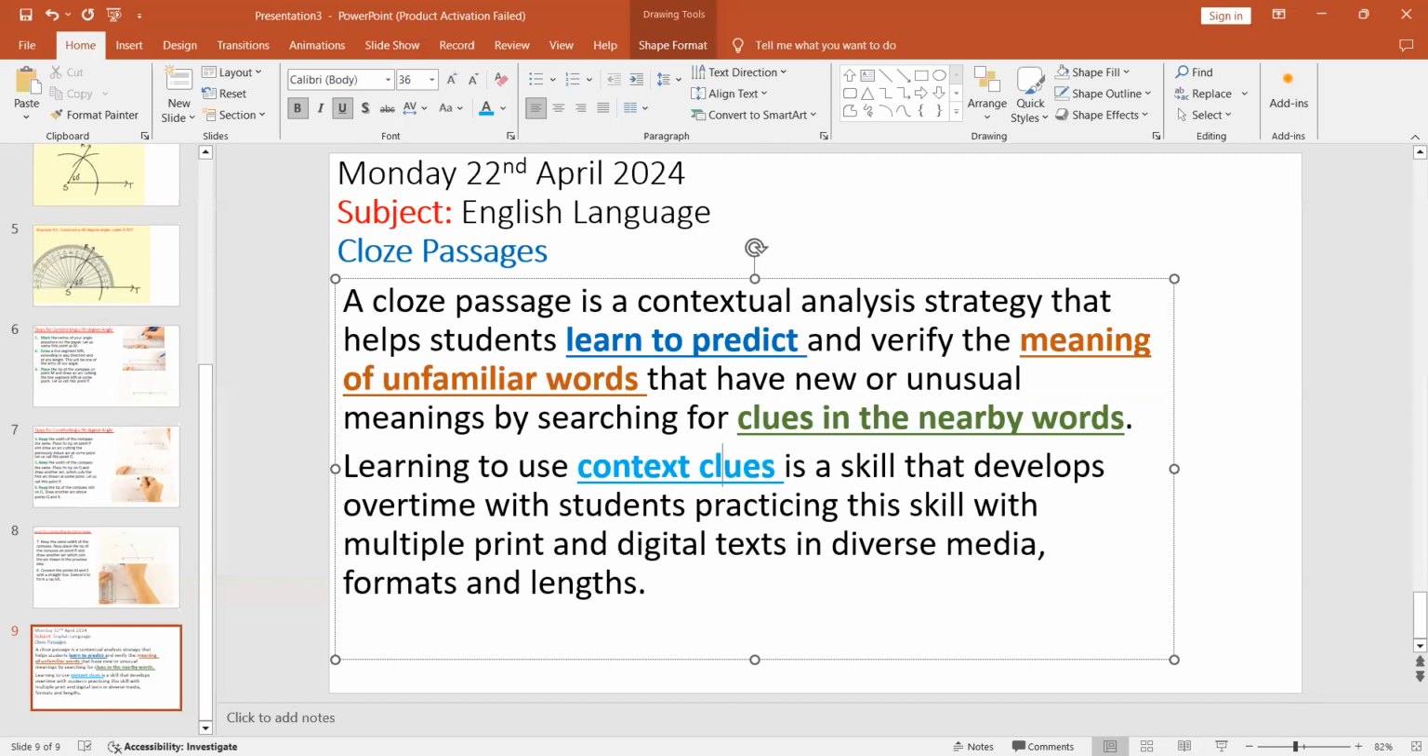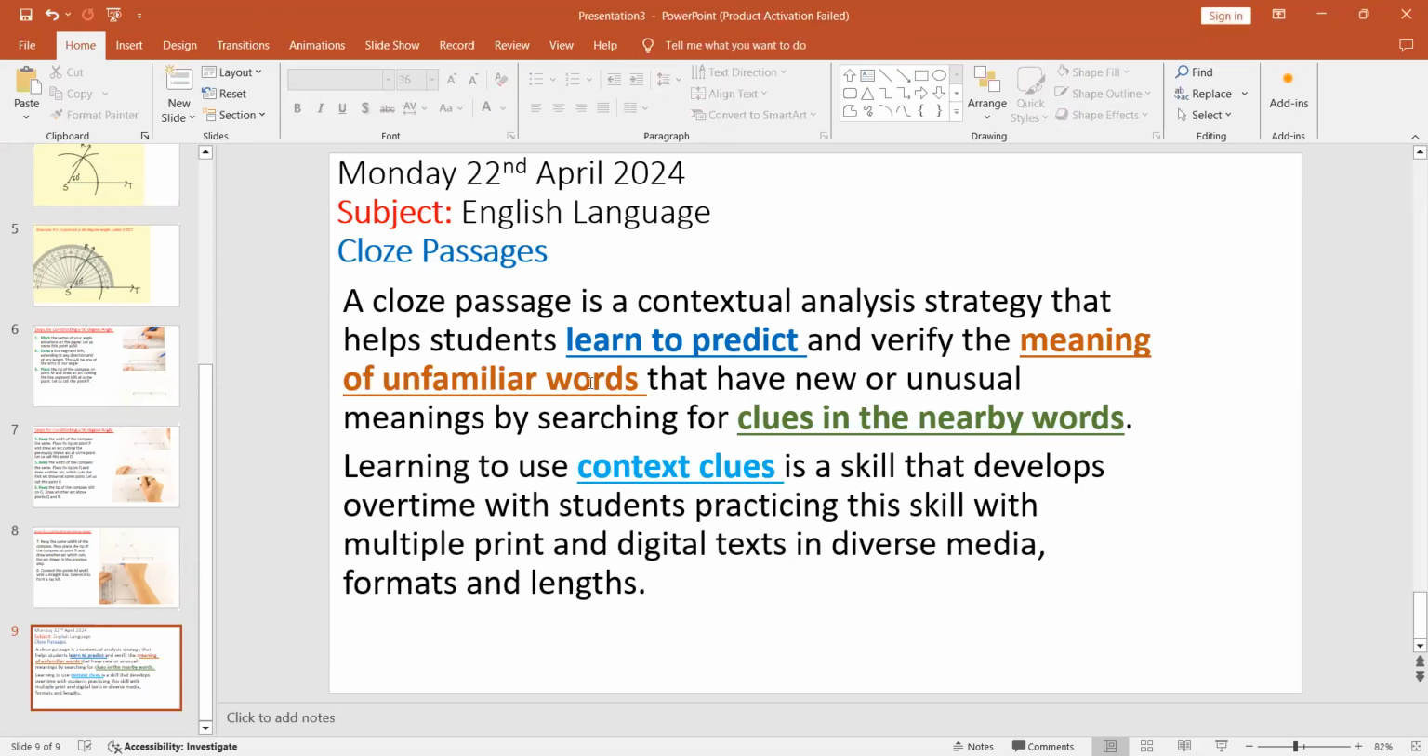All right, how many persons are good at context clues? Miss, yes, sir. Say it again. I'm good at it. You're good at that? Kinda. Kinda, okay. All right, so let's go ahead and do a closed passage. Once you finish, write this down, then we can go ahead and do the closed passage.